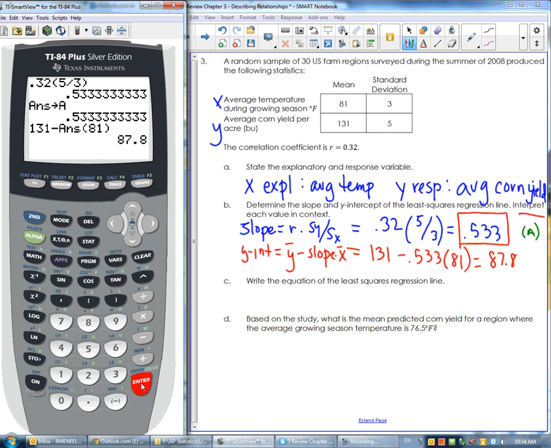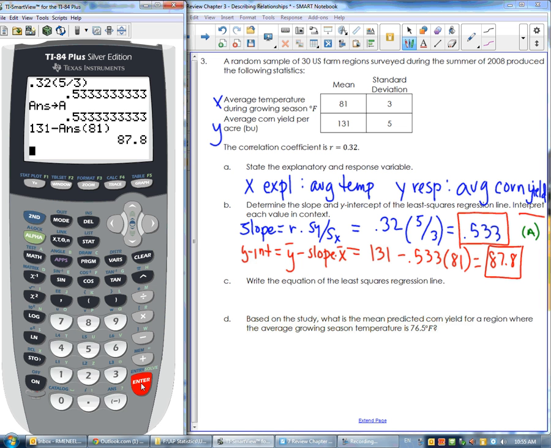My y-intercept then means that when the average temperature during the growing season is 0 degrees, then I would expect 87.8 bushels per acre of corn to be yielded. Now, the y-intercept in this problem may not make any sense because I'm assuming that the average temperature during the growing season in the data that I collected was never 0. So the y-intercept may be an example of extrapolation, but it's impossible to tell without the actual data.